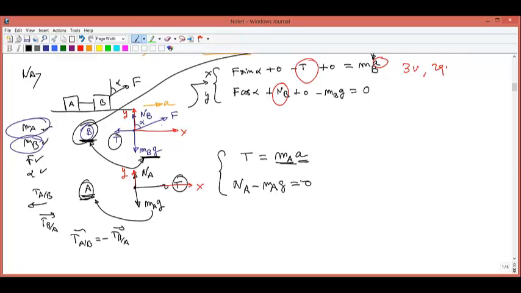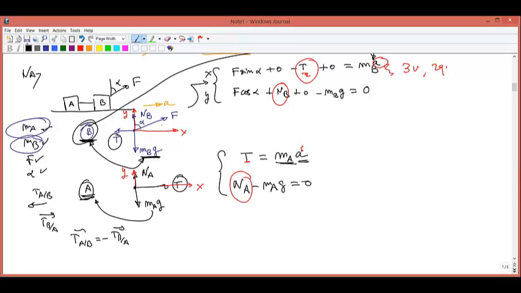So now we have two more equations. So we have 4 equations. Let's see if we have introduced any new unknown. Nope. This one was here. No problem. This one was here. No problem. This is new. So now we have 4 equations and 4 unknowns: T, NB, NA, and a. That's it. We have a system of 4 equations, 4 unknowns. The rest is math.